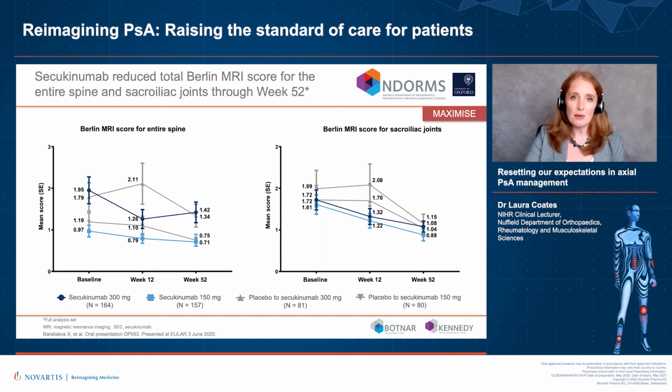So MRIs were performed in these studies, as you can see here at baseline, at week 12, and at week 52. And here you can see the results for the entire spine and specifically for the sacroiliac joints. And you can see a good separation between the two active drug groups and the placebo group. And then after week 16, when they switch onto active therapy, you can see again that they respond on the MRI just as they did clinically.